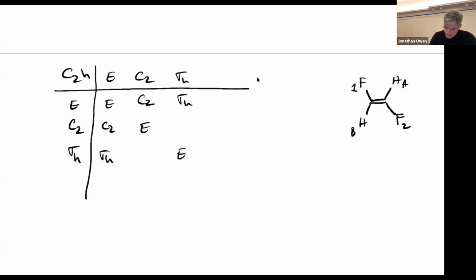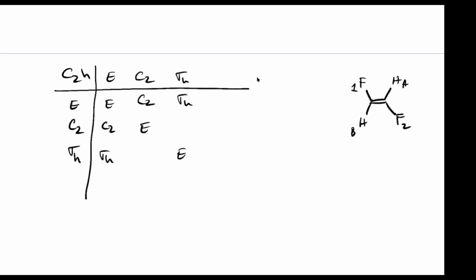How about a C2 followed by a sigma H? We're going to send C2 F1 to F2. The top of F2 to the bottom of F2 after that sigma H. How do you get the top of F1 down to the bottom of F2 here? Is that an inversion? That is an inversion.